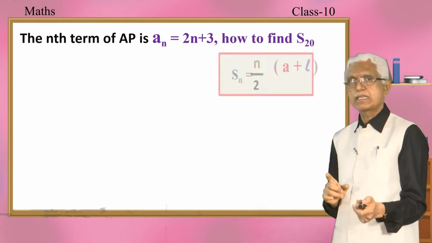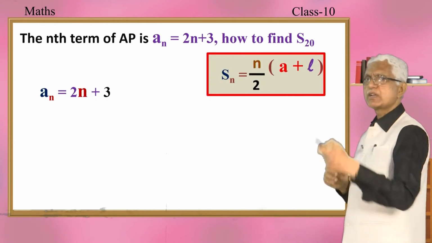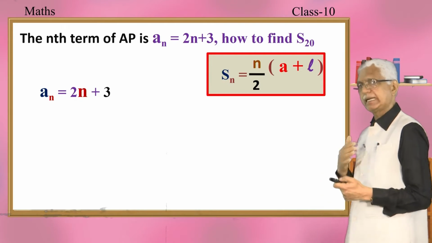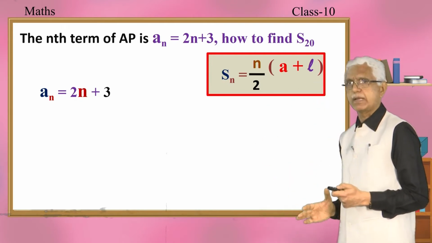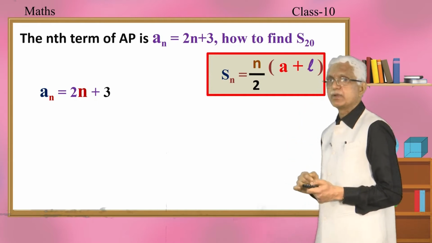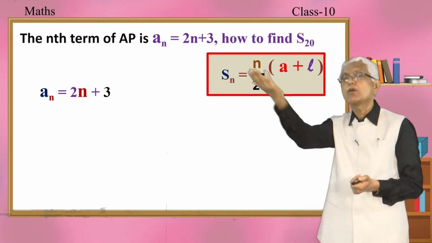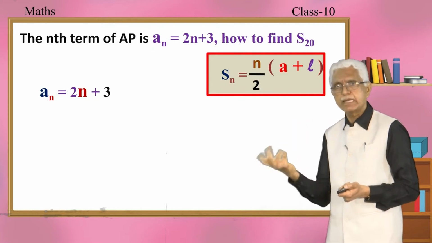Nth term is what they have given you, correct? Say I want to use the formula n by 2 into a plus l. Let us see what happens. If you want to use this formula, do you know n? You know it. What is it? 20, because you want to find the sum of 20 terms. So n is 20.